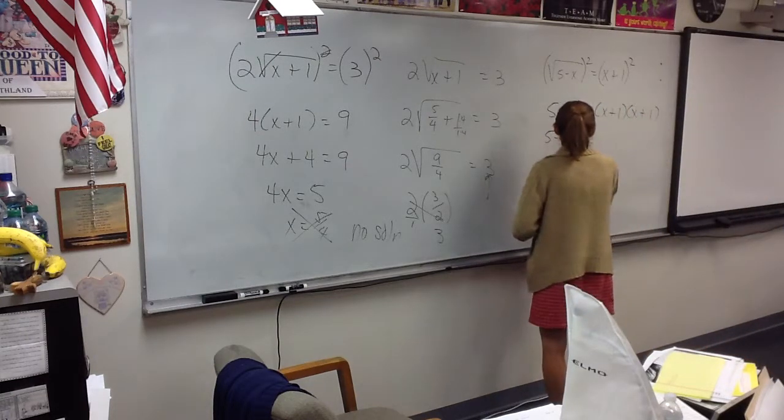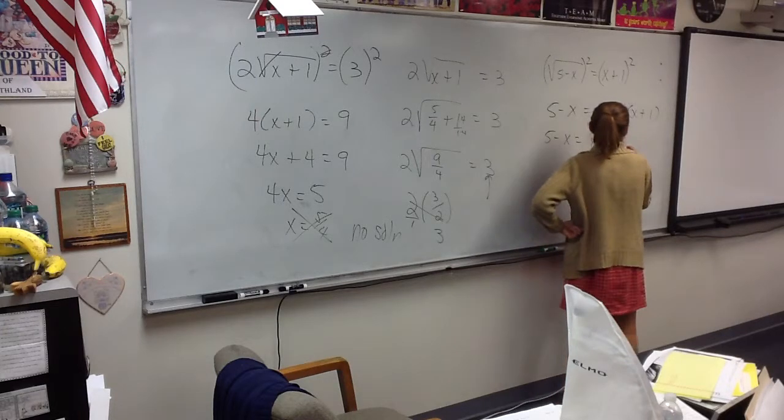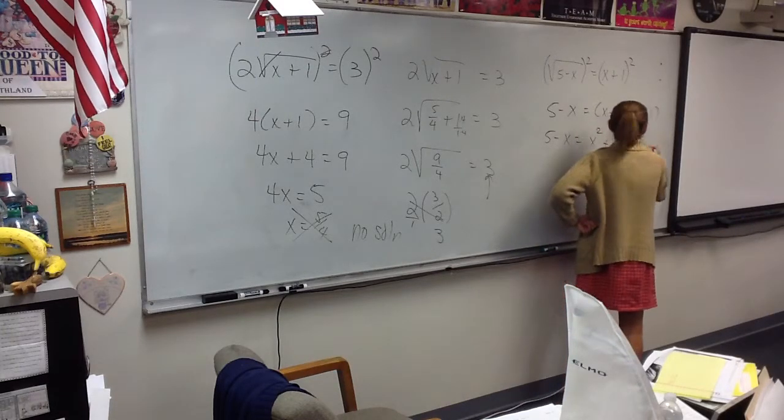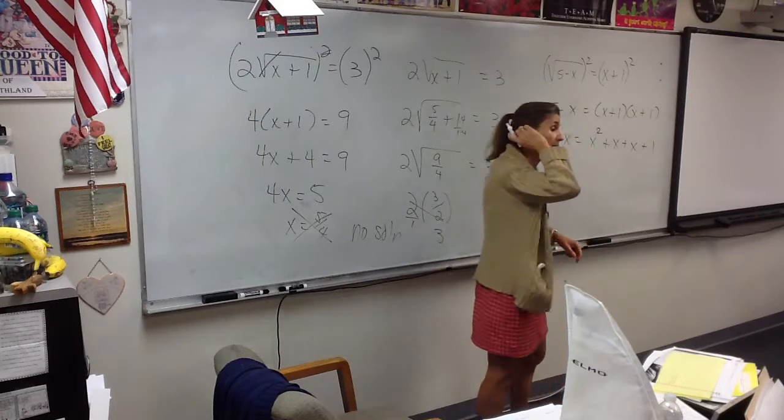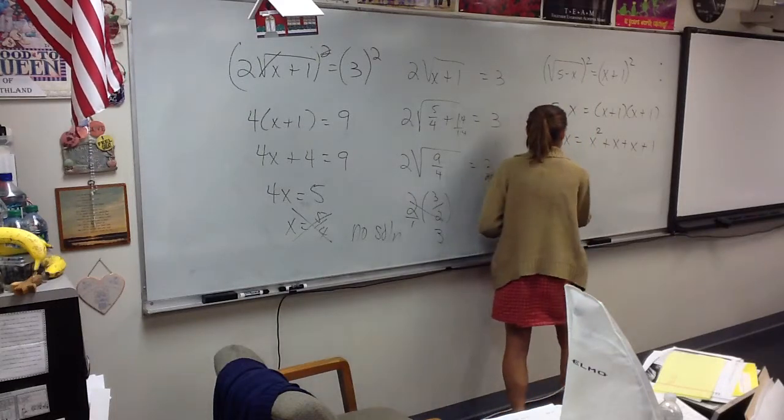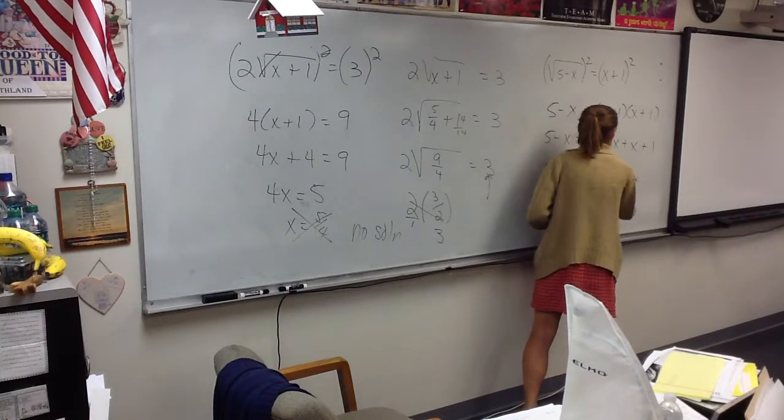X squared plus x plus 1. X squared plus 2x, well, yes, plus 1. For those of you who can do it in your head, it is 2x. So we have 5 minus x equals x squared plus 2x plus 1.